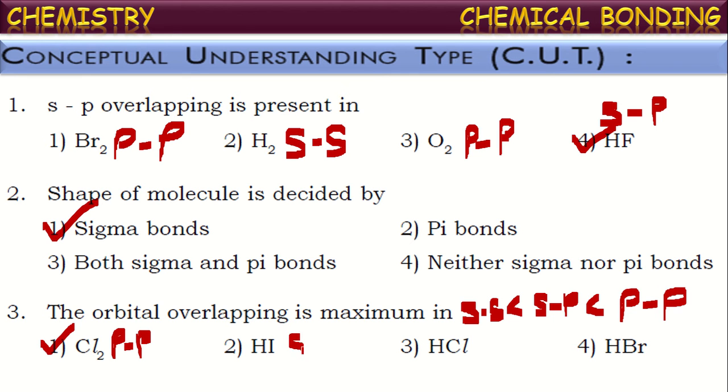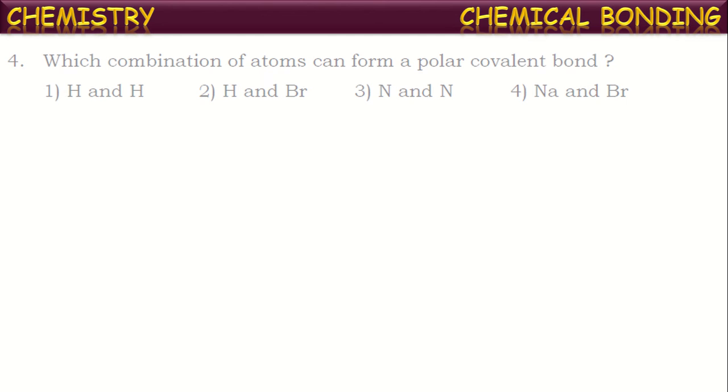In this, hydrogen has a half-filled s orbital which overlaps with the half-filled p orbital of iodine. So we can say HI contains sp overlapping. In a similar way, HCl also has sp overlapping, even HBr also has sp overlapping. Only pp overlapping is found in the Cl2 molecule, in which the overlapping of atomic orbitals is at maximum extent. Okay, next one. Which combination of atoms can form a polar covalent bond?